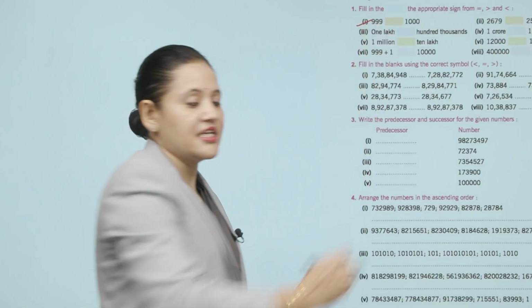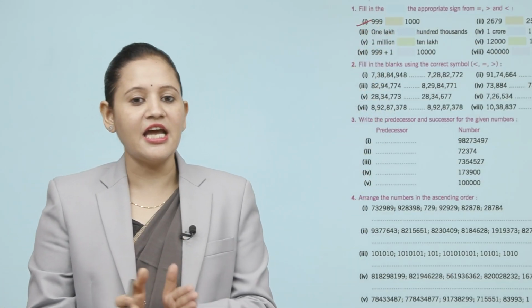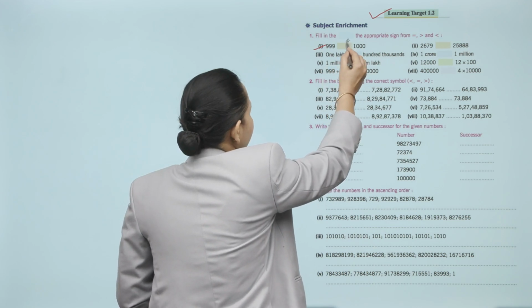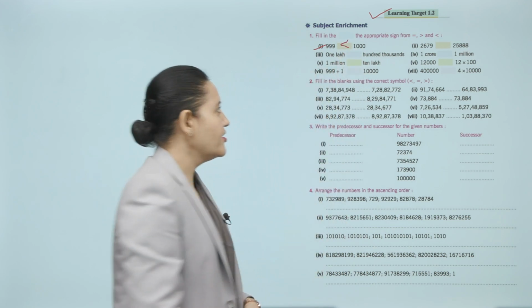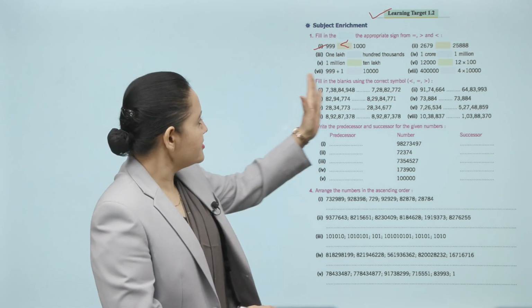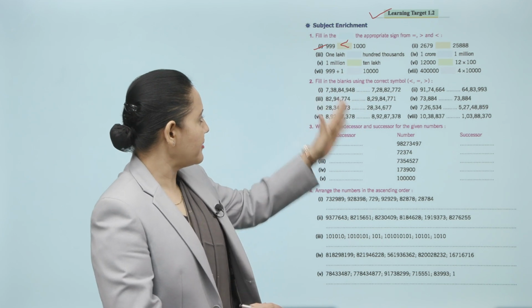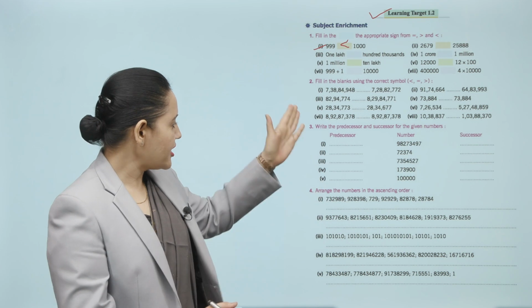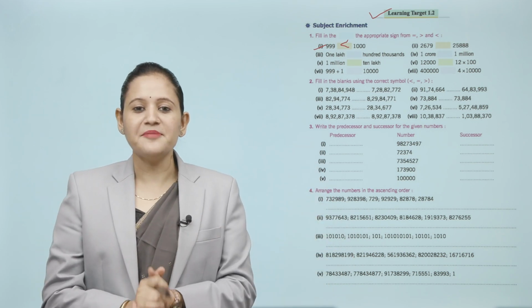So first one is 999 and 1000. So 999 and 1000. So 1000 is greater than 999. So we'll put the sign of this. Clear? Accordingly you have to put the sign. आपको नंबर कंपेयर करना है, उसके अकॉर्डिंग साइन आपको प्लेस करना है. All other questions you have to practice by yourself.